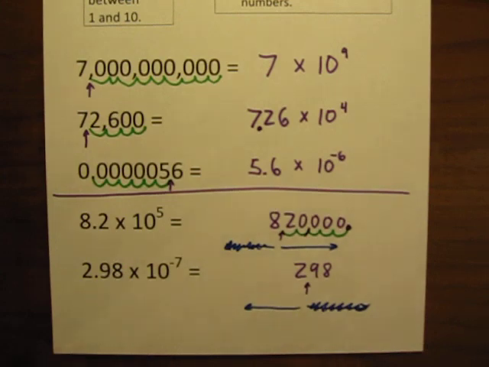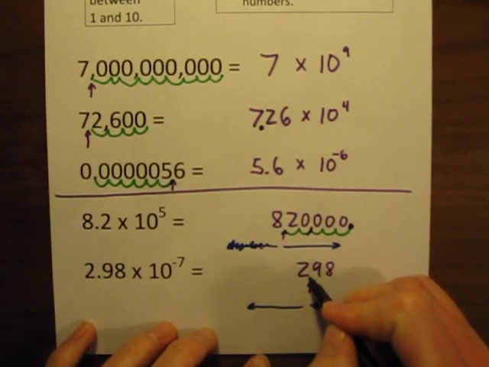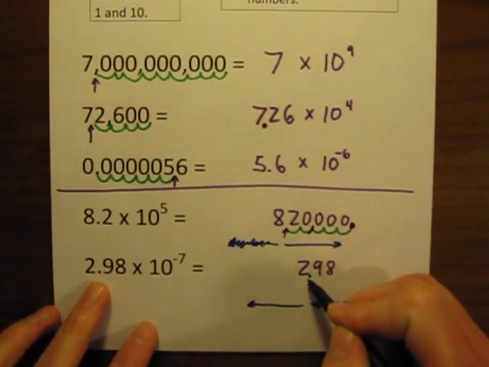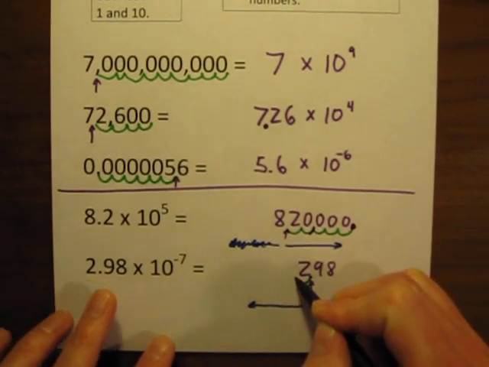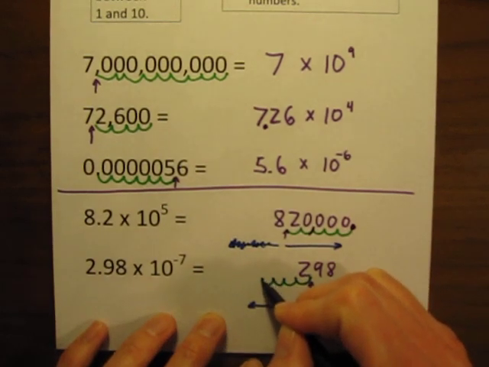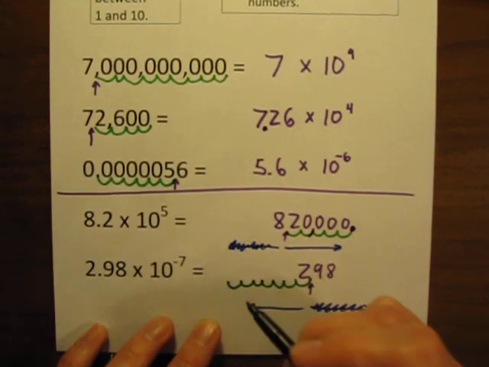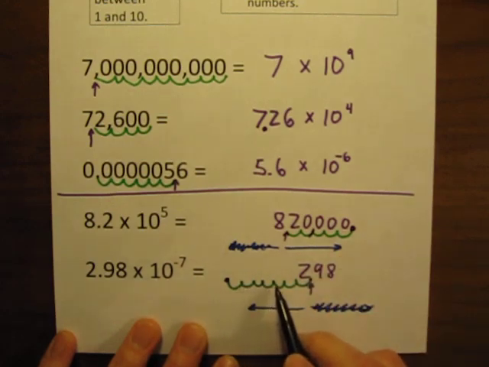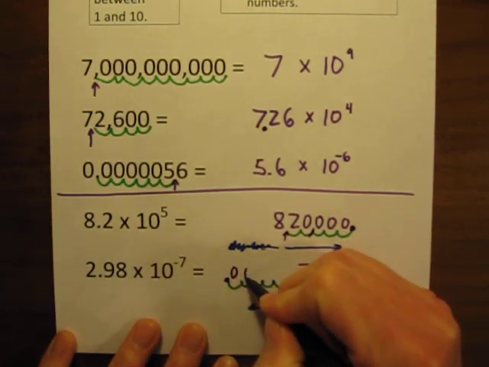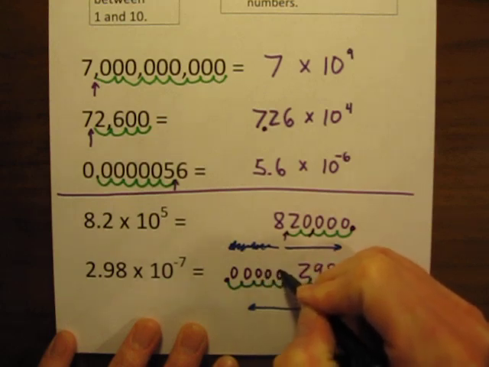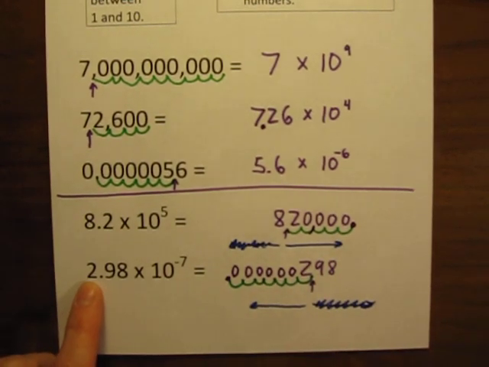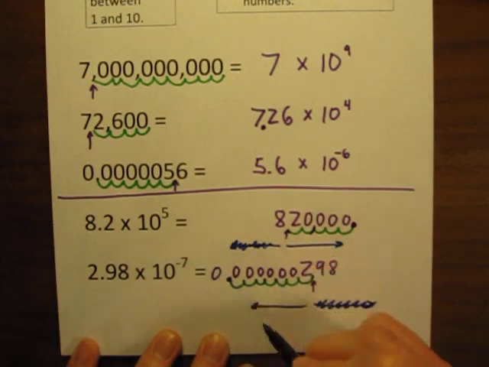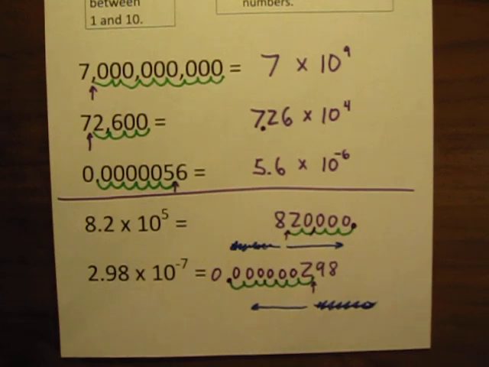And again, how many places? We want to go 7 places to the left. So we're starting here. The decimal point was between the 2 and the 9, and we're going 1, 2, 3, 4, 5, 6, 7 places to the left. There's our new decimal point, and we've got all these new gaps now. Let's just fill them in with zeros. So our answer, 2.98 times 10 to the negative 7th is equal to 0.00000298.